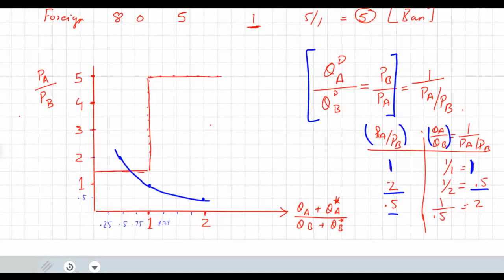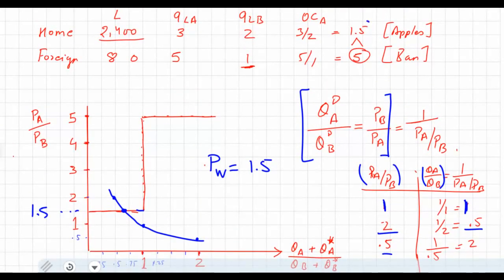So what do we have here? Well, we have the intersection point on the horizontal part here. The world price, PW, ends up being equal to 1.5, which is equal to the home country's autarky price, right? So the relative price is equal to the autarky price for the home country. So in this case, the home country would produce both goods and the foreign country would specialize in the production of bananas, right?